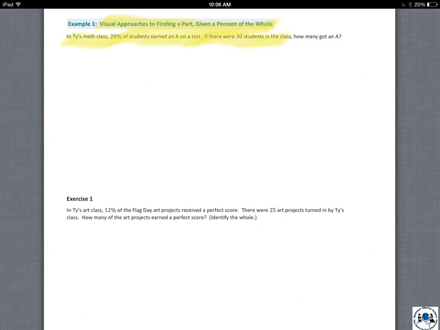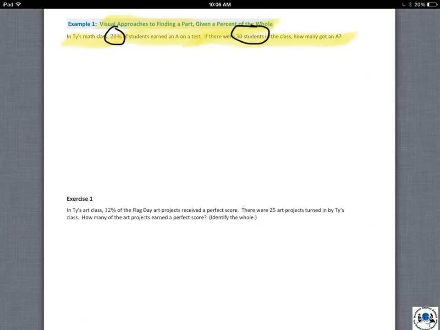Okay, so here we go. In Ty's math class, 20% of the students earned an A on the test. I can't read this because I've got something over it here. If there were 30 students in the class, how many got an A? Well, you can pick out some of these parts here. We have a percent, and then we have the whole.